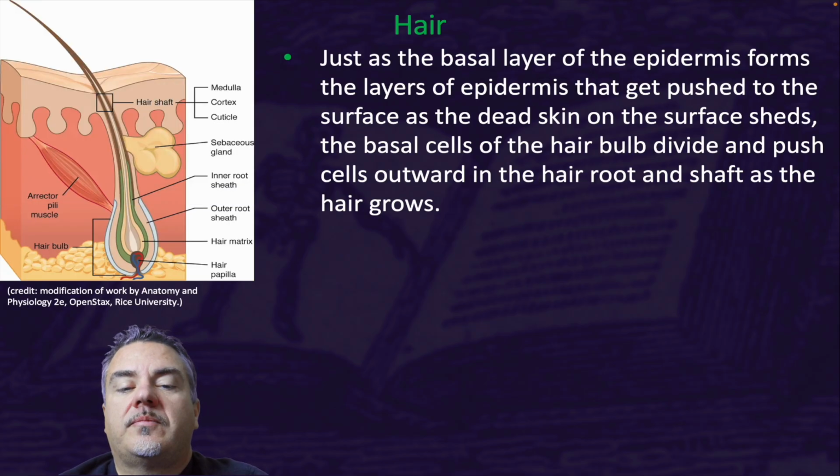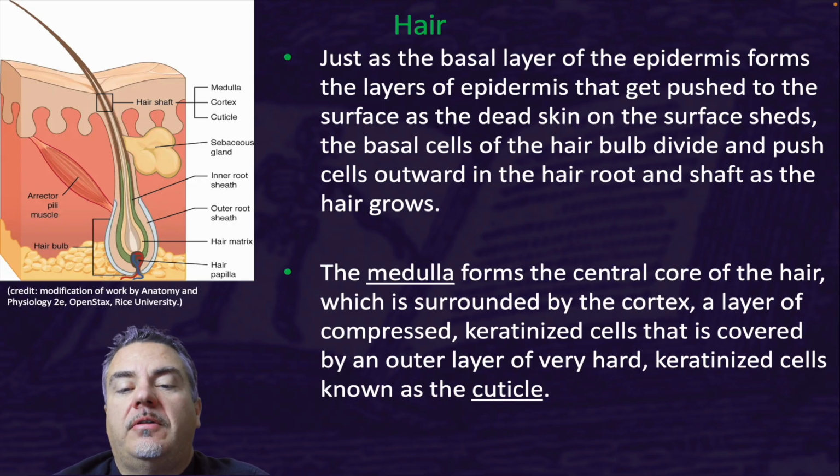Just as the basal layer of the epidermis forms the layers of the epidermis that get pushed to the surface as dead skin on the surface sheds, the basal cells of the hair bulb divide and push cells outward in the hair root and shaft as the hair grows. The medulla forms the central core of the hair, which is surrounded by the cortex, a layer of compressed keratinized cells that is covered by an outer layer of very hard keratinized cells known as the cuticle.